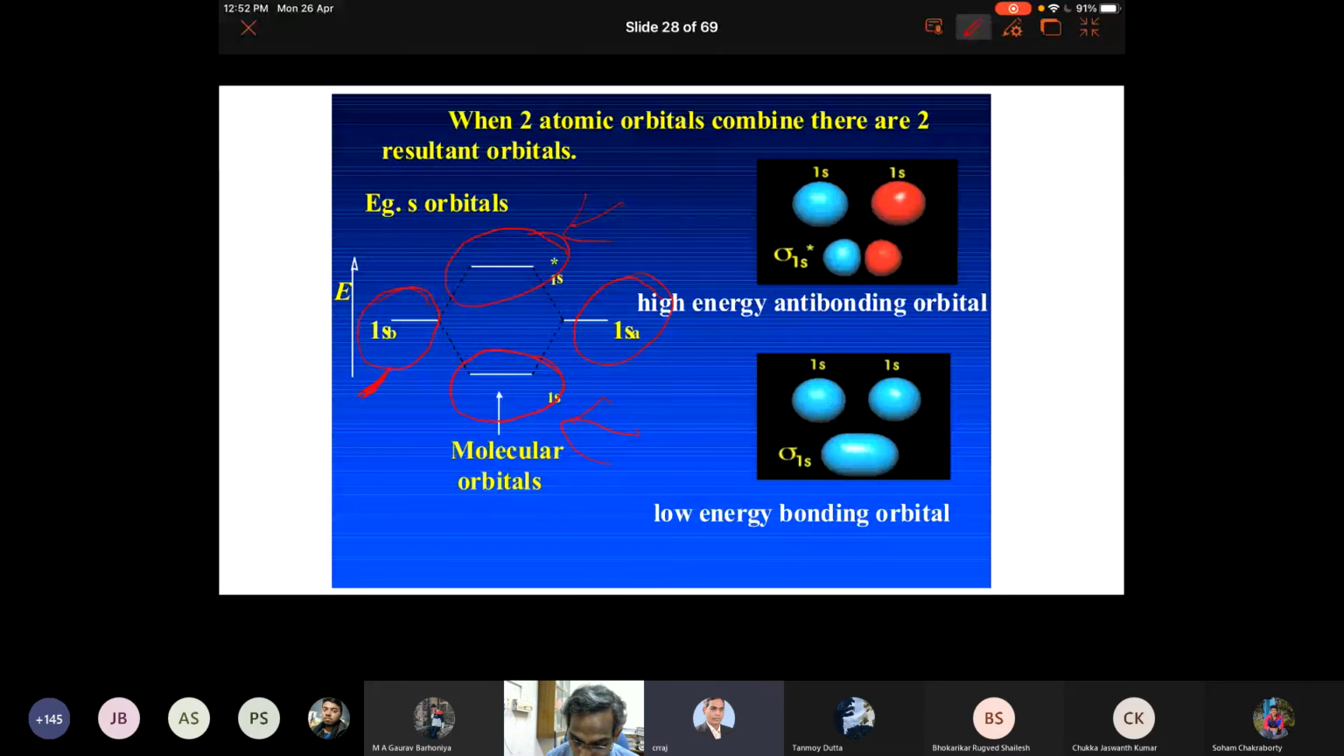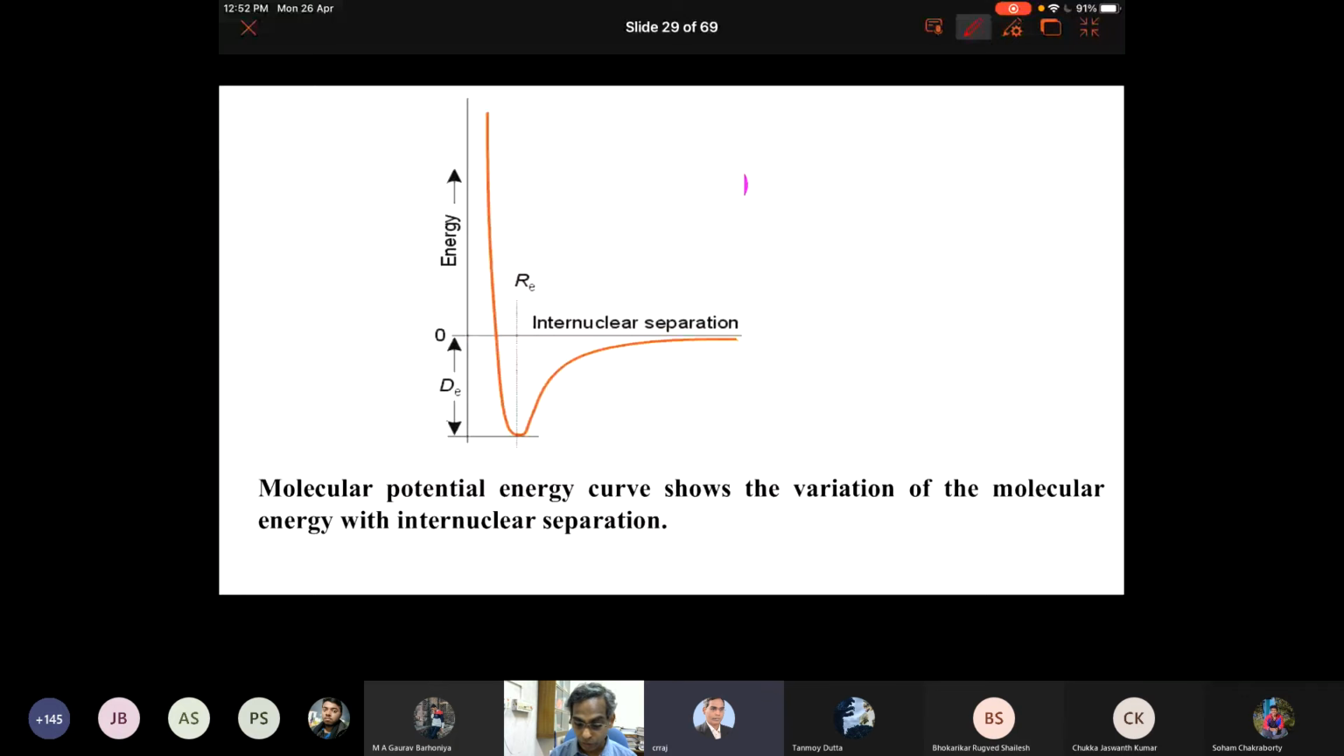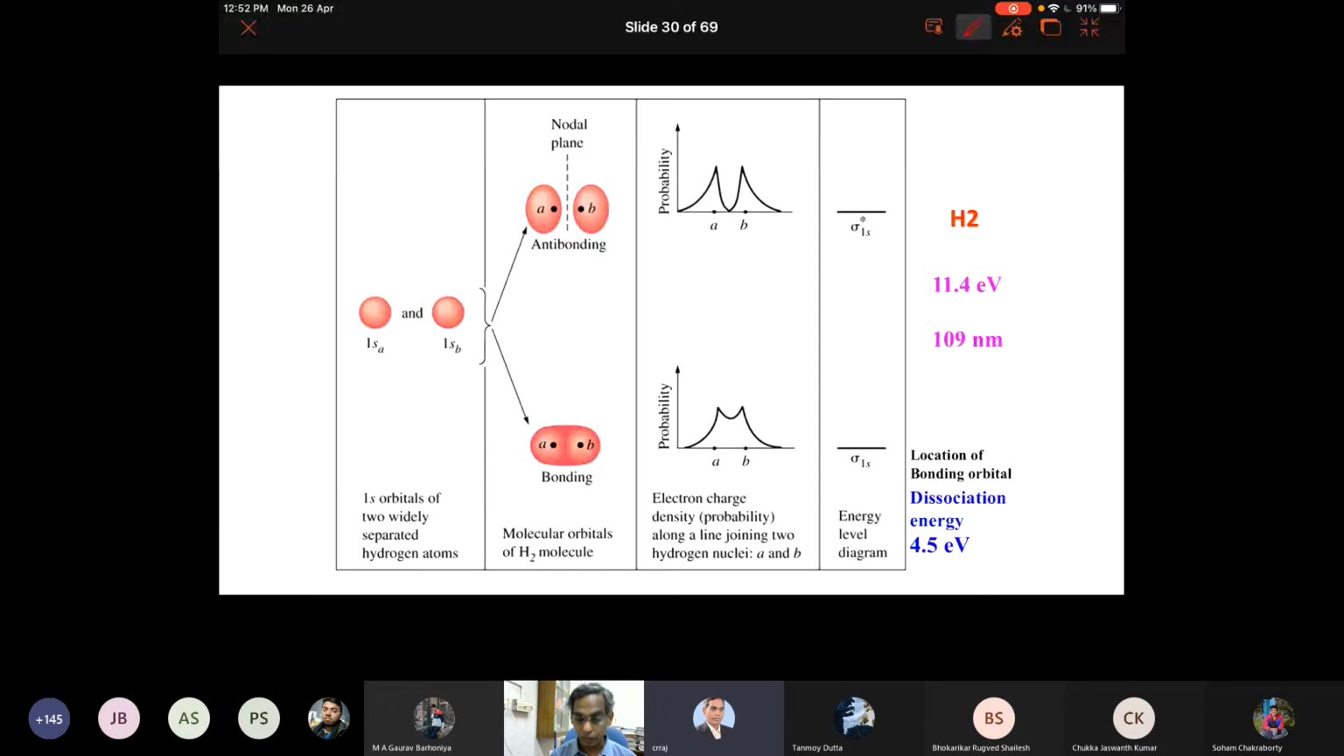Now you can represent it this way and you can represent it this way. Not much to explain here. It is a diagrammatic representation. Basically, again, what you need to understand is the linear combination of atomic orbitals. Again, going to the potential well, I have already explained. I will skip this one and go to this one.